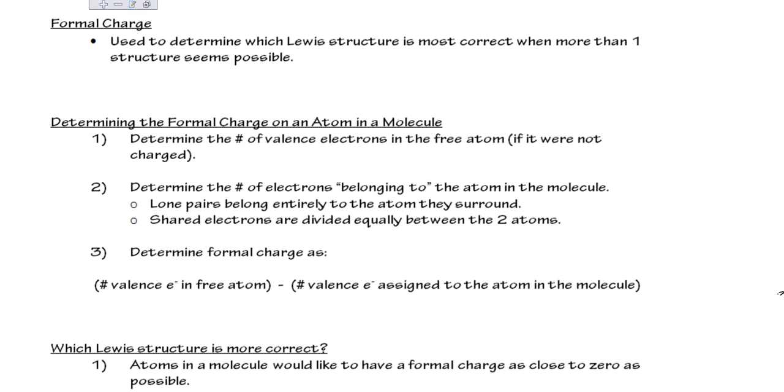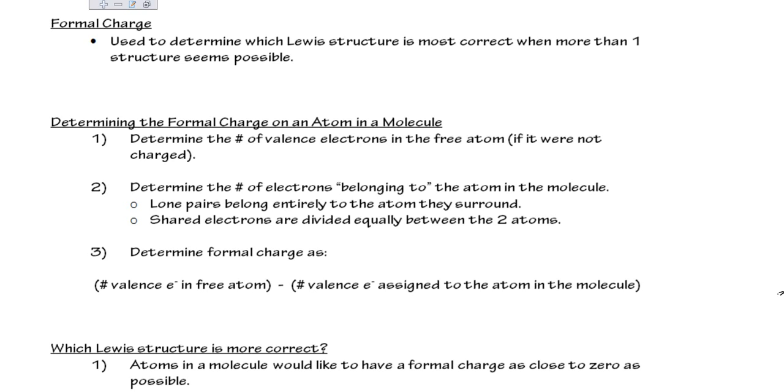Formal charge is a way of determining which Lewis structure is most correct or most stable when more than one seems possible. So first we have to figure out how to assign something called a formal charge. It's not bad. You'll get really quick at this.